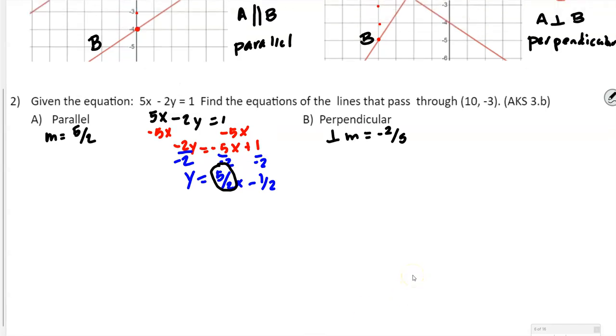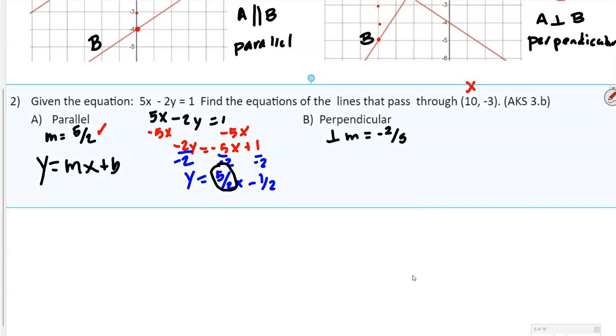Now remember, we're going to use the equation y equals mx plus b. Well, we have our m right here. But we need x and we need y because we need to solve for b. So there's our x right there, 10 right up here, and y.